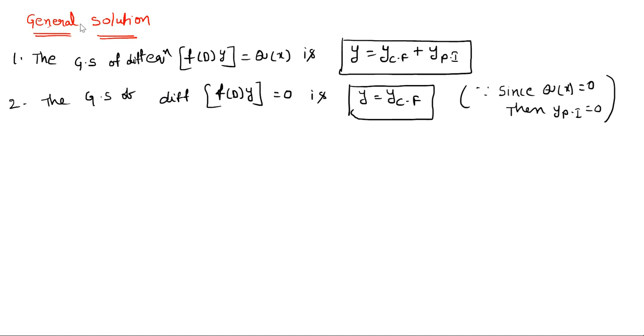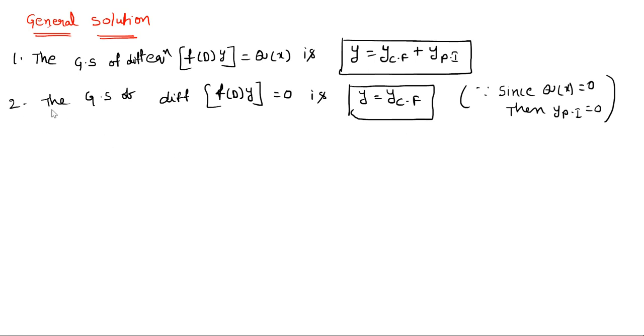Okay, I already discussed the general solution of the given differential equation in the last video. So let us reconsider. The general solution of the differential equation f of D into y equals Q of x is y equals y complementary function plus y particular integral. By taking the left side part we get the complementary function, and by considering the right hand side part we get the particular integral.